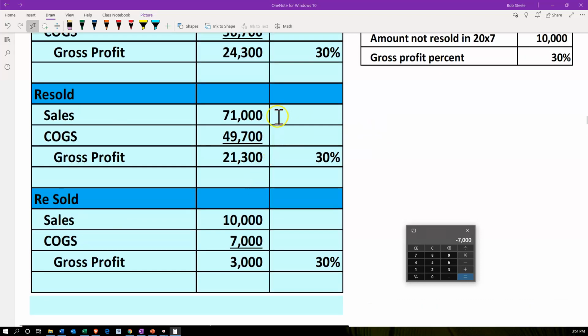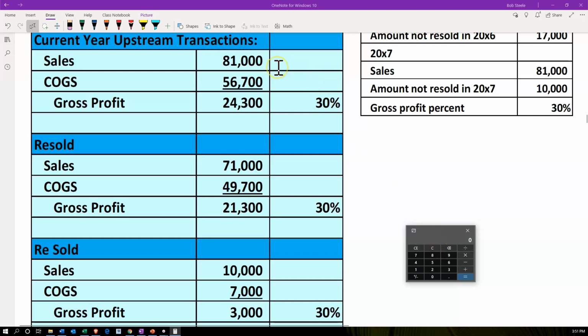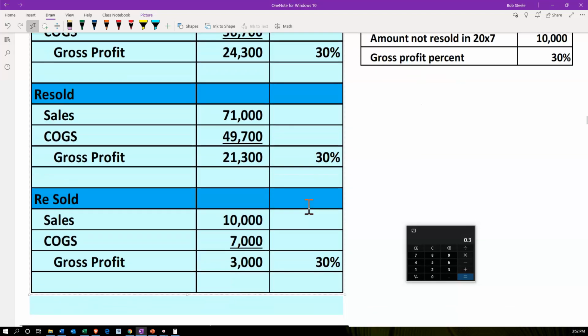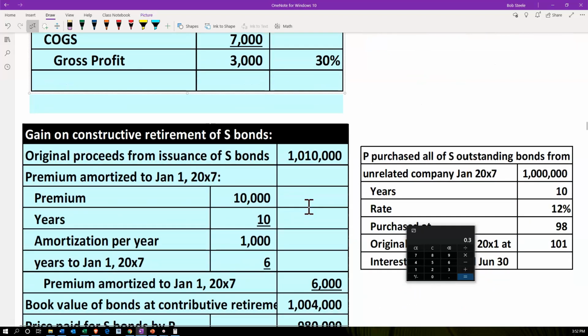Then we can, of course, back into the amount that was resold, being the 81,000 minus the 10,000, and then cost of goods sold, the 56,700 minus the 7,000, and then we could figure out the gross profit, which would be the 71,000 minus the 49,700, 21,300. If we take that 21,300 divided by the 71,000 just to double check that gross profit percent, we'll get that 0.3 or the 30%. So we'll be using these in our calculation shortly.